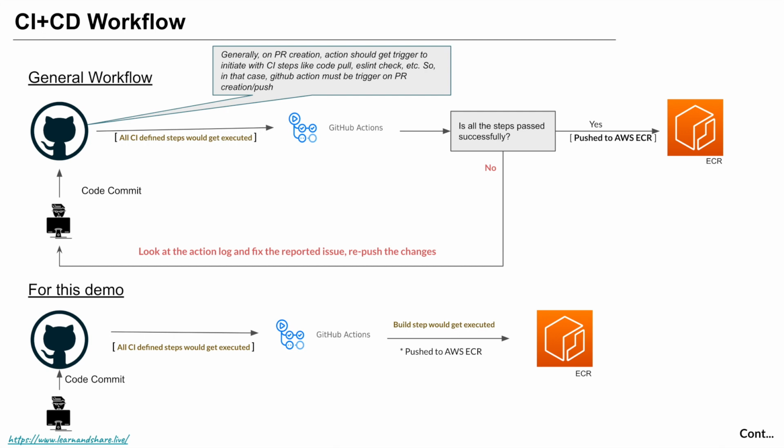Now, let's say something fails during the checks as part of GitHub Actions. What happens? You have to look at the logs and see why it failed, whether it is related to integration tests, unit tests, or linting checks. Whatever steps you have defined as part of your checks, if any of them fail, you have to look at the log, understand why it failed, make the correction, and then repush it. When you repush the changes, the same workflow cycle starts.